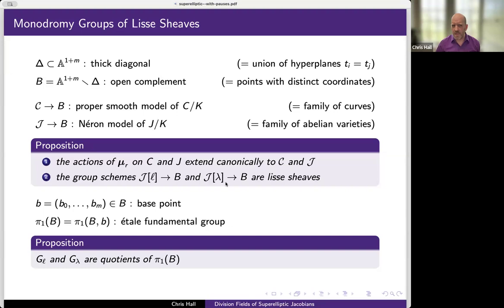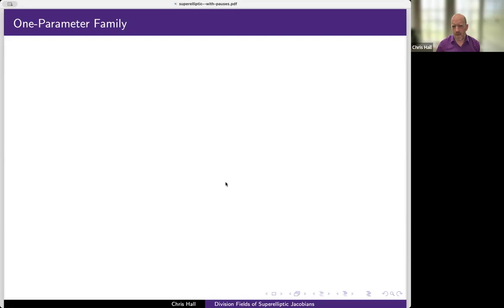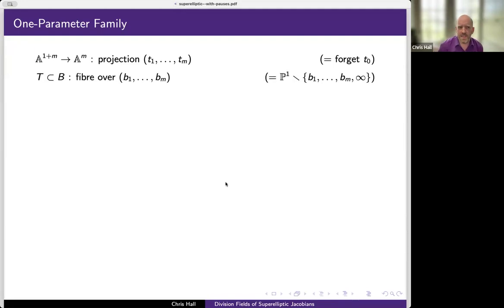I've got a big family, an m+1 dimensional family of curves, but I'm going to shrink it down a bit. I'm going to work down to a one parameter family. So I'll really just go ahead and forget the first coordinate t naught, and I'll look at the fiber of that projection. You should think of the fiber as really you've taken P1 and you've subtracted b1 to bm and infinity as well. And I'm going to take my curves that lived over the base, my family of curves, and I'm going to look at the restriction to a family of curves over T. This is a nice one parameter family of curves.